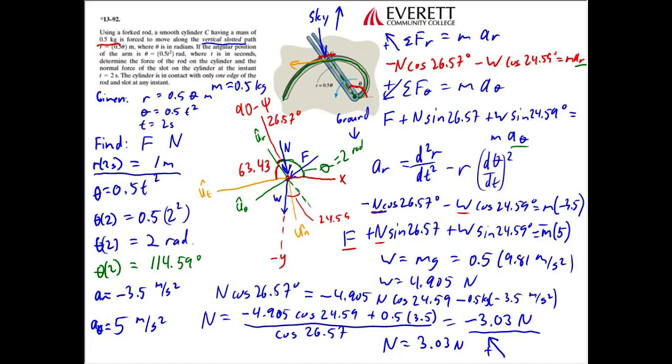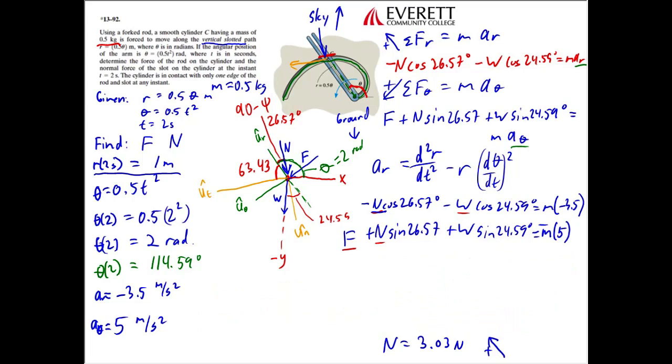Okay, once again, it's time for me to clean up a little bit here so I can have more room to solve for F. So I'm going to do that. So if you need to copy anything down, go ahead and hit pause. Okay, I've got a little bit more room here, and now I can just solve the second equation. I'm going to solve for F. Let me get blue ink here. F is equal to, just solving the equation right above, negative n times the sine of 26.57 minus w times the sine of 24.59 plus the mass times 5 meters per second squared. We know all of those values, so we can plug them in.